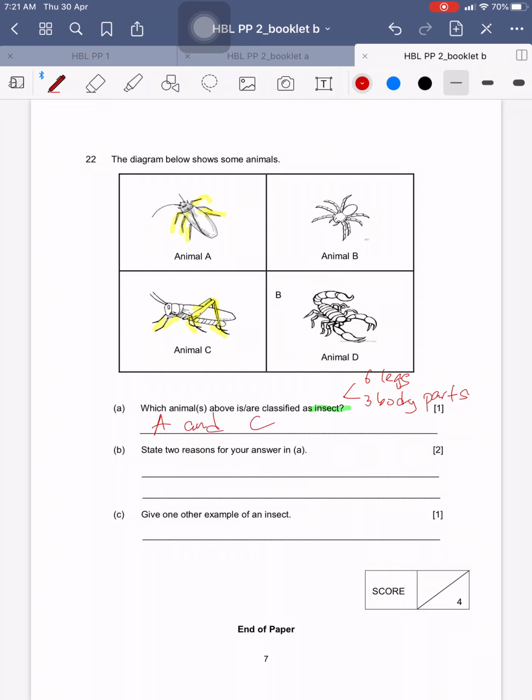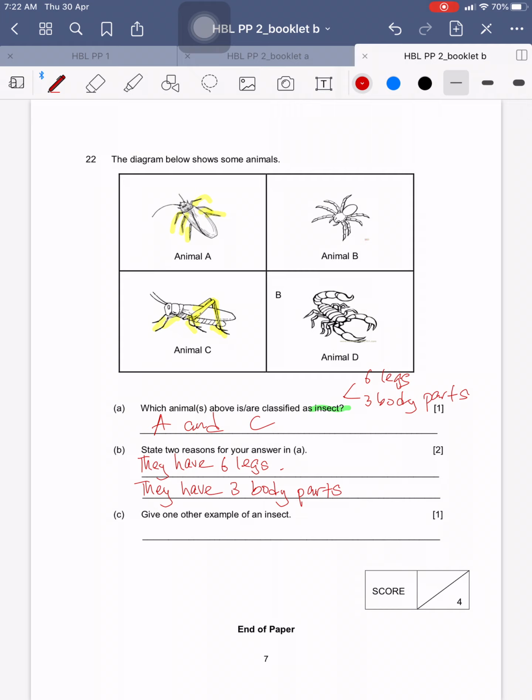Now state 2 reasons for your answers in A. Now there are the 2 reasons. First, of course, it has 6 legs. So you can say they have 6 legs. This is the first reason. Well, the second reason, they have 3 body parts.